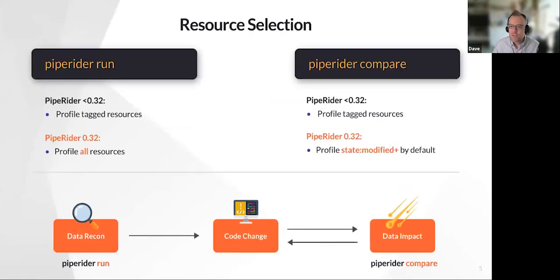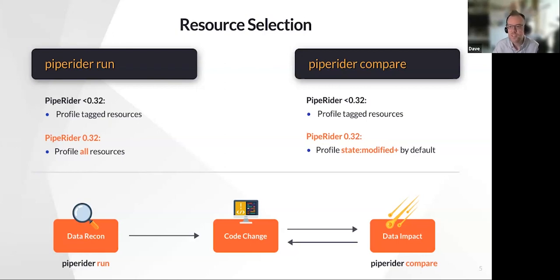Looking at the resource selection I just mentioned, the default behavior of resource selection changed from 0.32. For PipeRider Run, when you use that command, it now profiles all resources. The behavior used to be that it would only profile tagged resources, but now it's all resources. PipeRider Compare used to be the same, it would only profile tagged resources, but now the default behavior is to profile state modified plus.